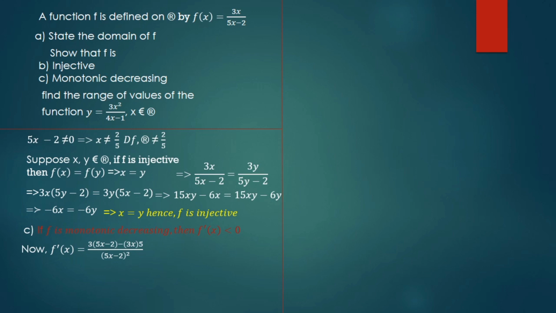And now our f prime of x is simply going to be, like I said, keep 5x minus 2 constant and multiply with the derivative of 3x, which is going to be 3, minus keep 3x constant, multiply with the derivative of 5x minus 2, which is simply 5. Then all that on 5x minus 2, all that squared. So simplifying now, guys, gives us negative 6 all over 5x minus 2 all squared.